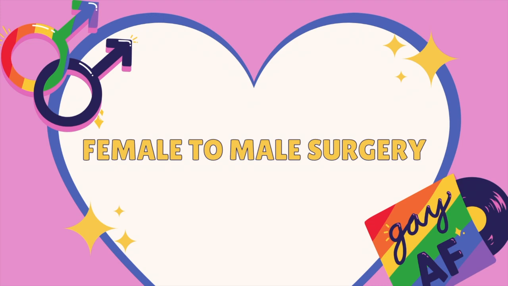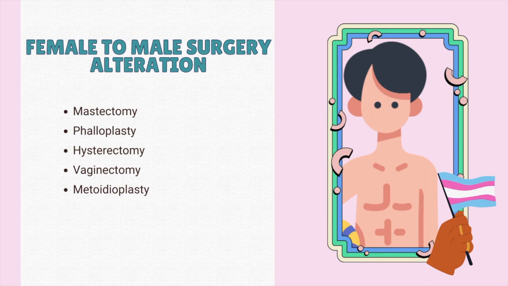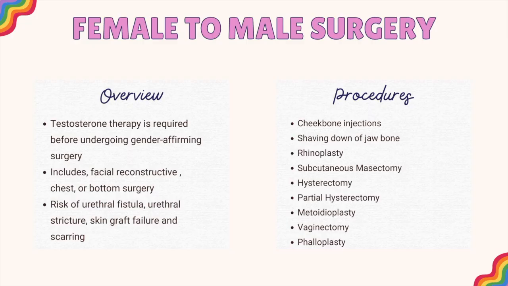How does female to male surgery work? What are the risks? Testosterone replacement therapy is required before undergoing gender affirming surgery. Female to male surgery alteration can be done through the following procedures: mastectomy, phalloplasty, and hysterectomy or vaginectomy. Transgender individuals opt to take facial reconstructive surgery, chest or top surgery, or genital or bottom surgery. Changes in facial surgery include injections for cheekbones, shaving down of the jawbone to enhance their jaw features, rhinoplasty, etc.